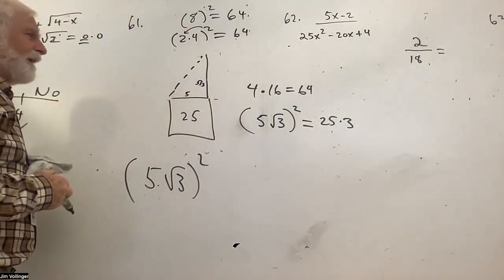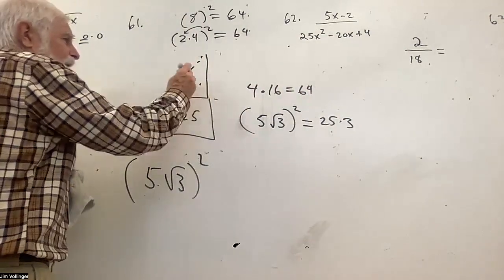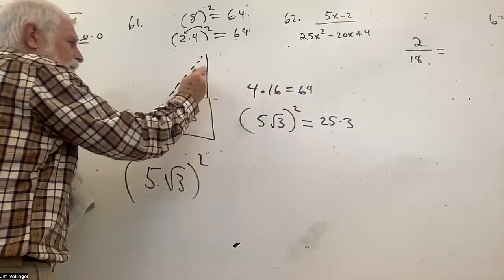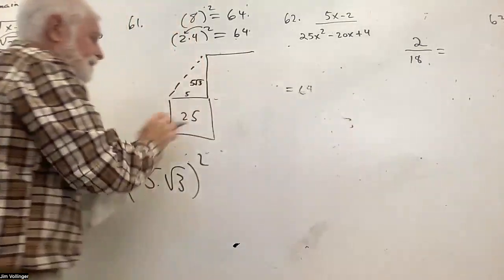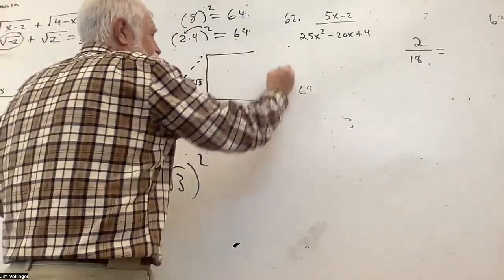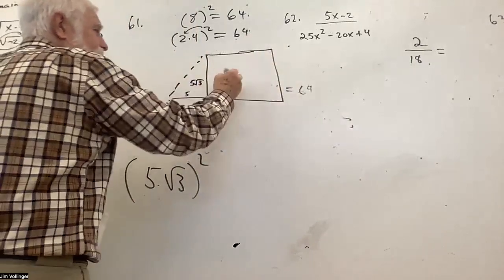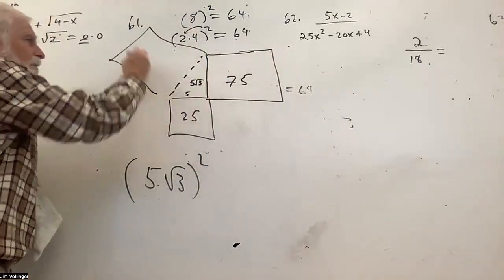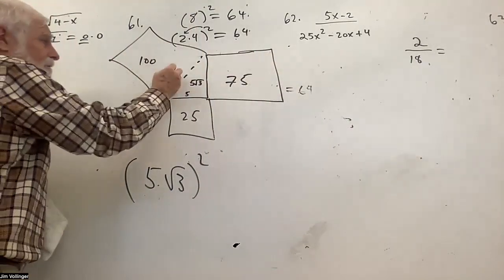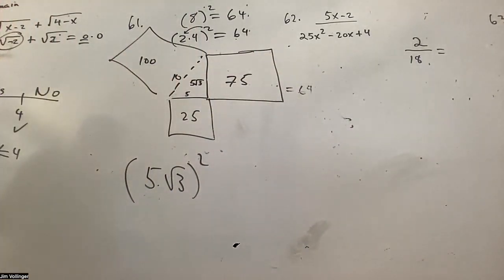Okay, well now I know 5 root 3. Let's see if I can write it here, 5 root 3. If I square it, I get something 3 times the size of this. Wow, that's hard to draw. 75. Oh, well, that's a piece of cake. That means the 2 smaller ones add up to 100. And it looks like that's 10.